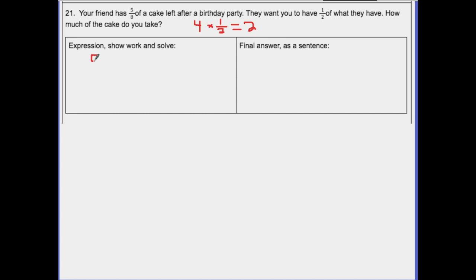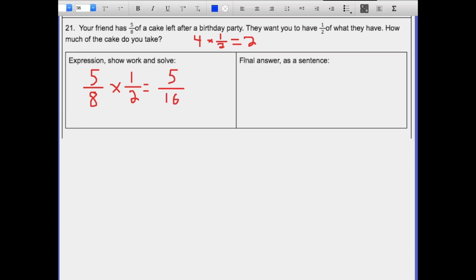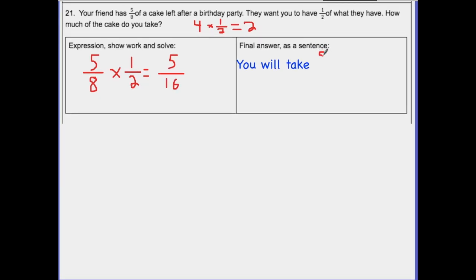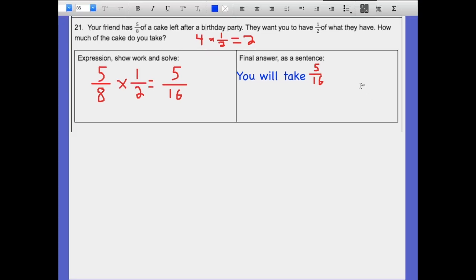So now let's do the same thing with the fraction. 5/8 of a cake is what we have, times 1/2. So now we multiply straight across, 5 over 16. So it means you will take 5/16 of the cake. Make sure that we have a final answer there. Make sure that it answers the question. Always go back to the question and rephrase it.